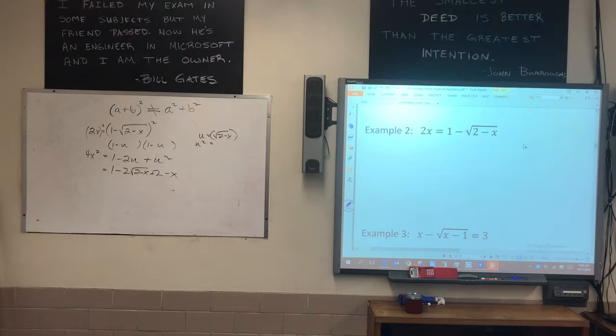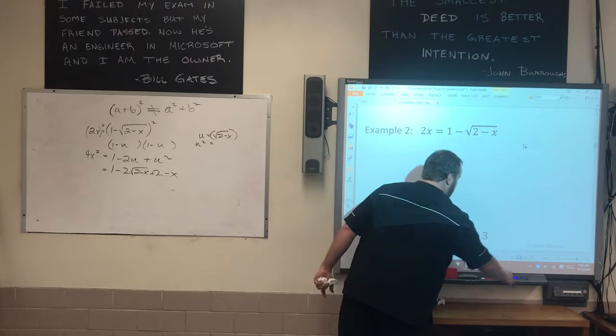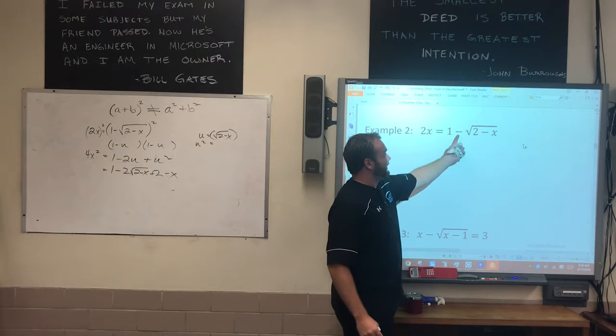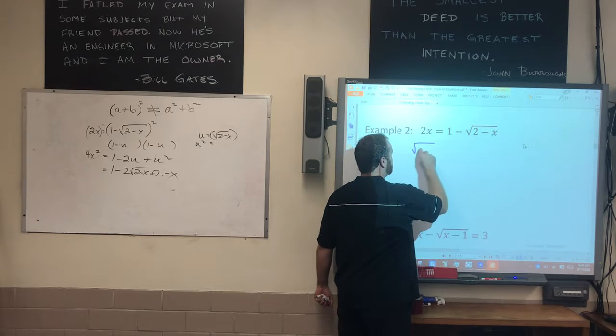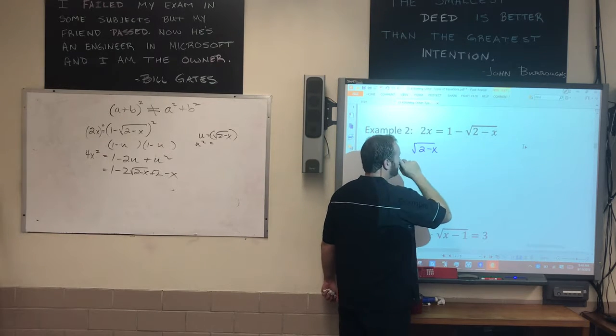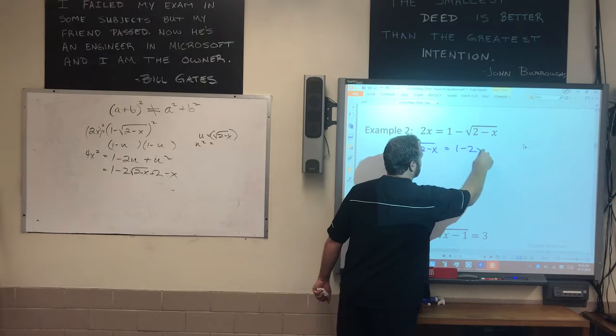But that is why we need to isolate the radical first. We need to get that thing by itself. I'm a person who likes my radical to have a plus sign. Okay, so I'm just going to rewrite this as root 2 minus x. So this would be what? 1 minus 2x on the right-hand side. Is that okay?